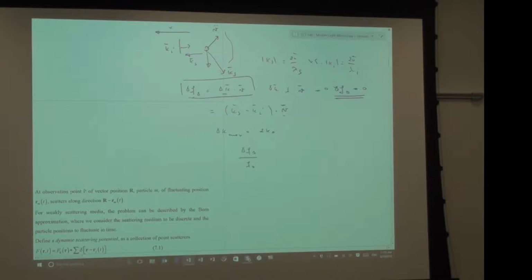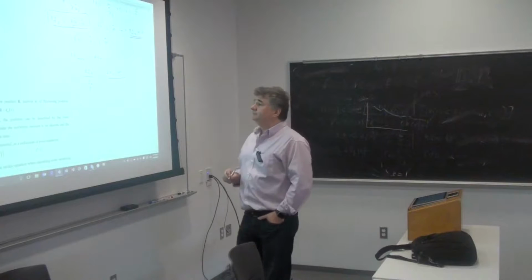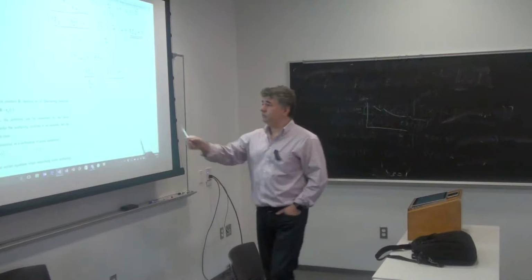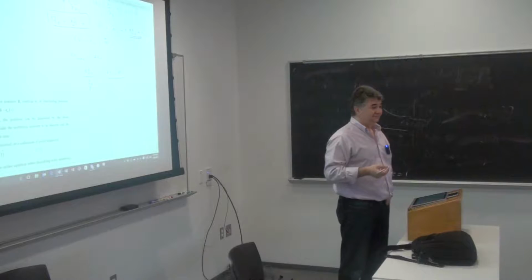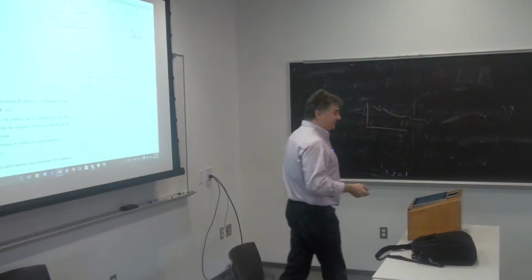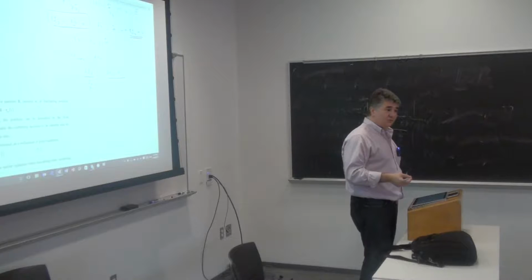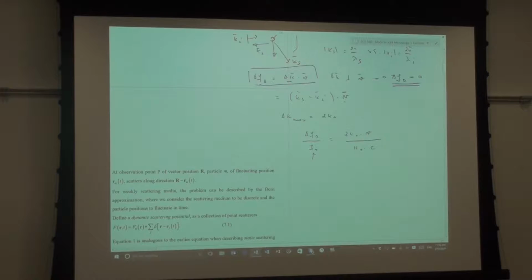So I get 2 K naught V divided by the frequency. How do I express the frequency in terms of C? C over lambda. And I want it in terms of K naught, so K naught C over 2 pi. Whatever. The point is that it is of the order of V over C.